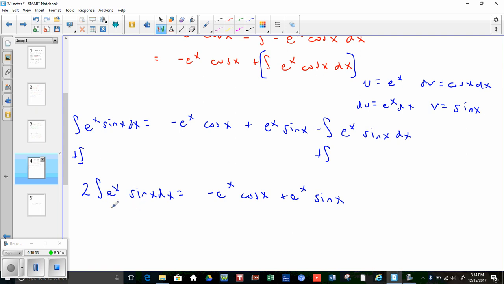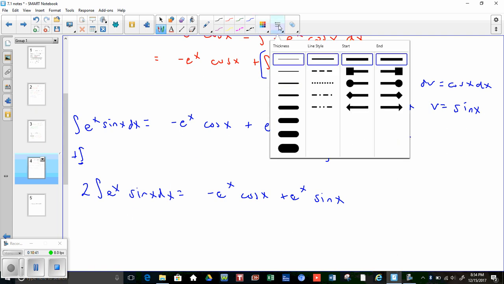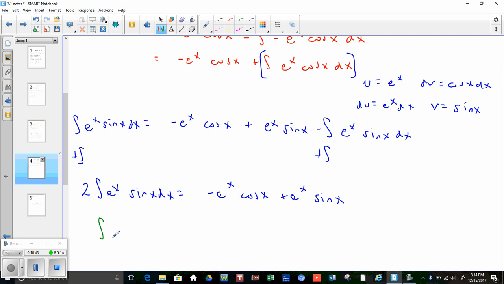Well, if I now want to solve for this integral, simply divide both sides by 2. So what I'm going to get is the integral of e to the x sine of x dx is all of this divided by 2 plus c. A little bit of a pain, but overall not too bad.